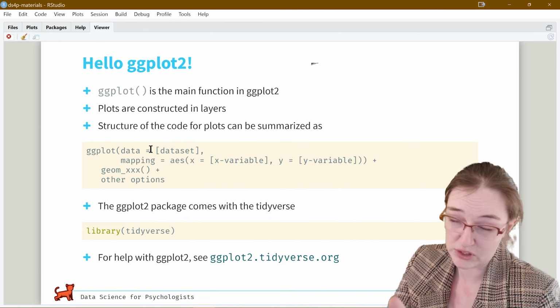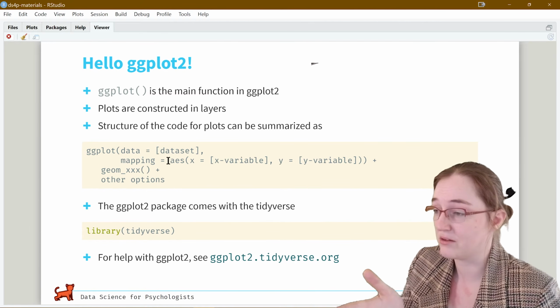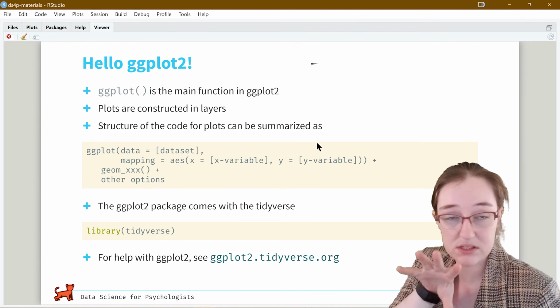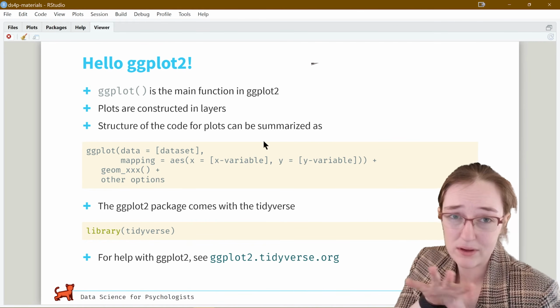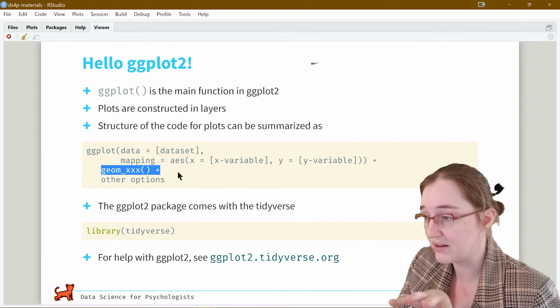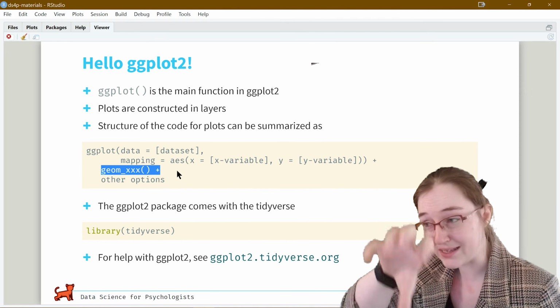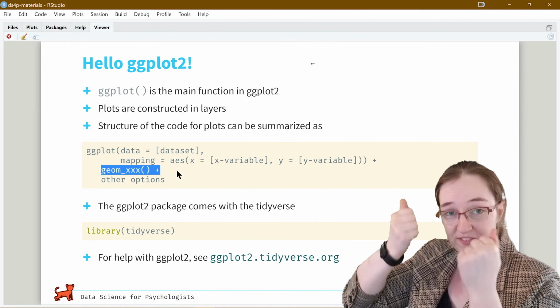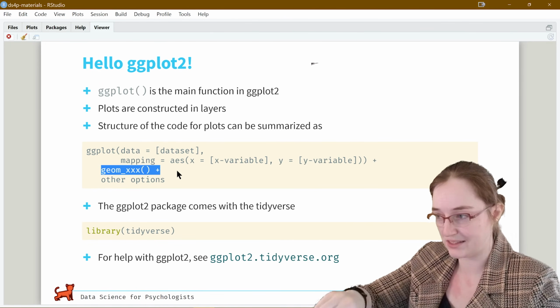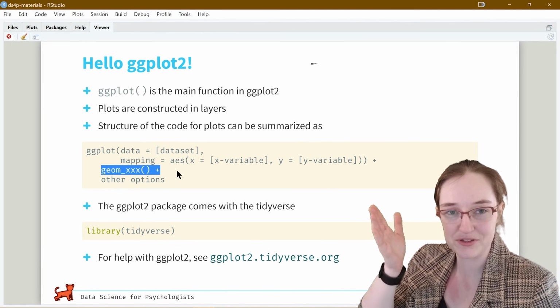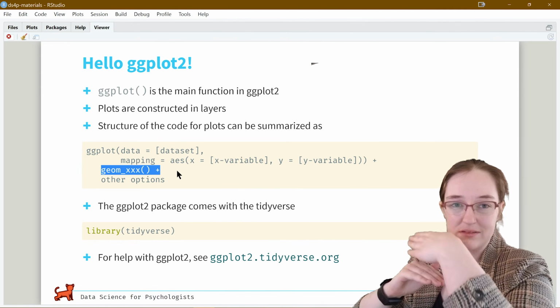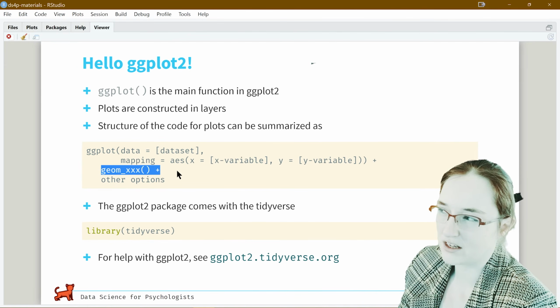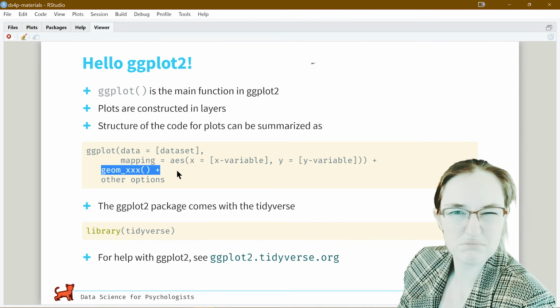Data: you plop in your data set. Mapping: the X and Y variables that you want to focus on. You can add more later. And then the various geometric pieces that you want to funnel those mapping pieces into. And all the other options are various layers above and beyond that. It's not a cake, but a parfait.